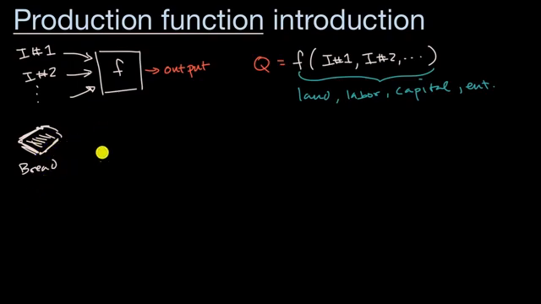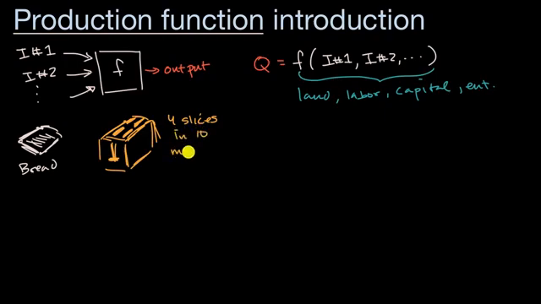Now you're also going to need a toaster, at least one toaster, or toasters I should say. And let's say the toasters that we use for this operation, they can toast 4 pieces of bread at a time. And it takes 10 minutes to do that. 4 slices in 10 minutes.